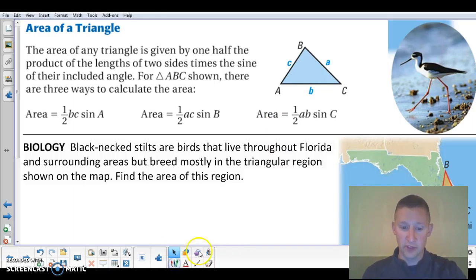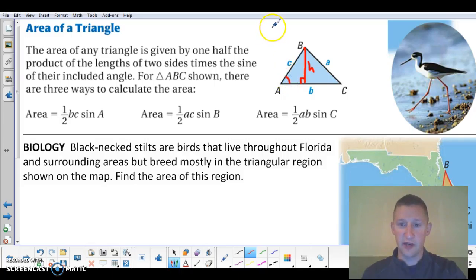Now, I want you to think about something right here. If I were to draw a line like this, that'd be the height of the triangle. Any arguments? I didn't think so. Now, if I call that the height of the triangle, see what I've just done? It's perpendicular to this, so it's going to be a 90-degree angle right here. This angle right here is angle A.